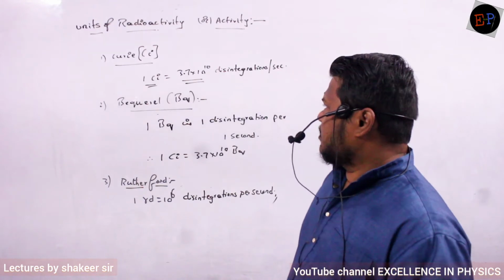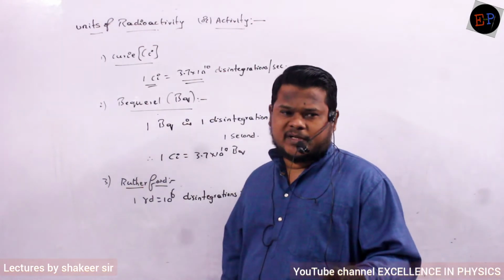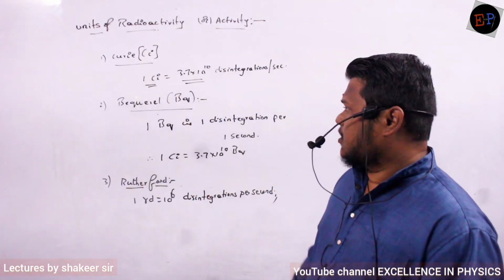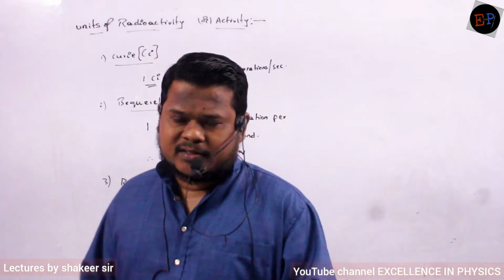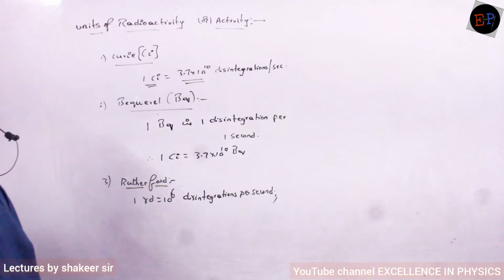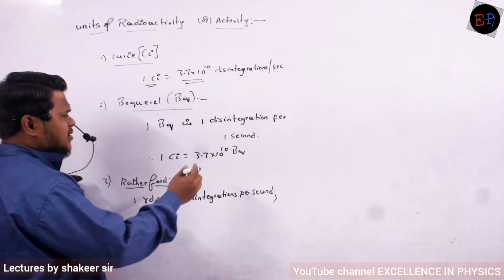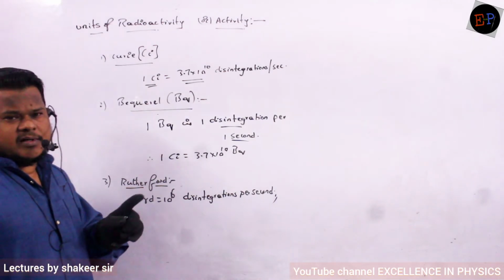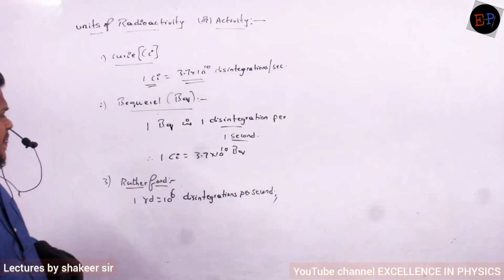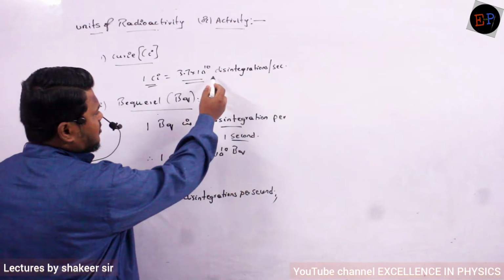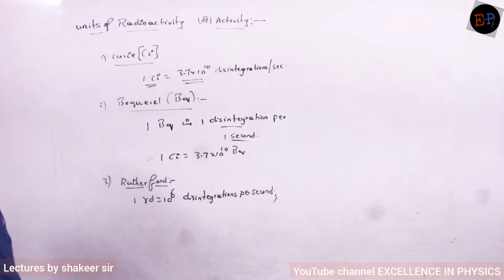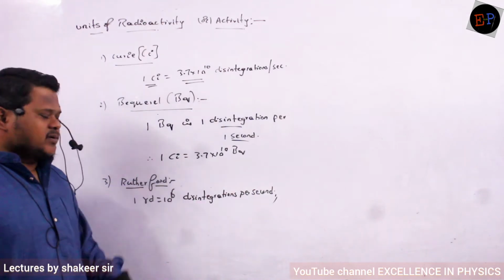And disintegration means what? Either emission of an alpha particle or beta. If alpha is emitted, then also it is called disintegration. If beta is emitted, then also it is called disintegration. Next, Becquerel. 1 Becquerel is nothing but 1 disintegration per second. If 1 atom is disintegrating in 1 second, then it is called a Becquerel. So obviously, I can write 1 Curie is equal to 3.7 into 10 power 10 Bq, because this many disintegrations is called 1 Curie.